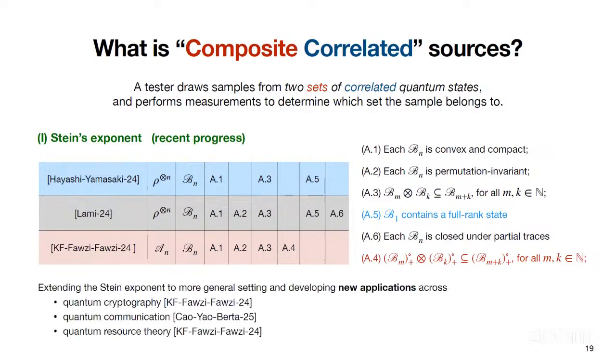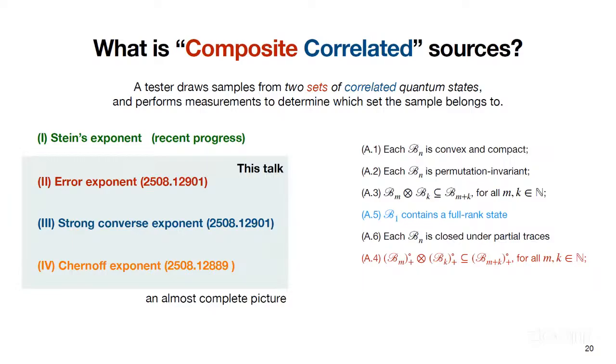Because this is a more general result than the IID case, it will naturally give us more new applications in quantum cryptography, communication scenarios, or resource theories. So in this talk, I'm going to introduce the trade-off of this type 1, type 2 error probability in the rest of the three regimes: error exponent, strong converse exponent, and Chernoff exponent.